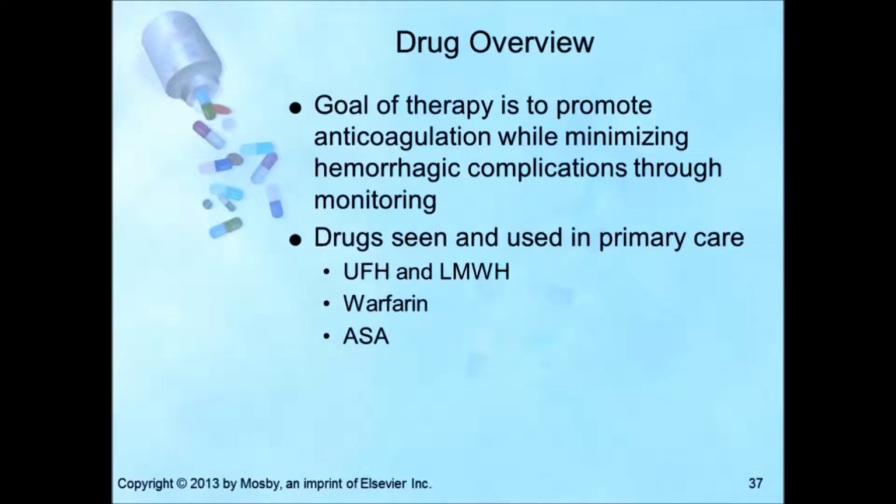The goal of therapy is to promote anticoagulation while minimizing hemorrhagic complications through monitoring. This is a very fine line that is fairly difficult to reach. Drugs seen and used in primary care include the unfractionated heparin, the low molecular weight heparins, Warfarin, other name Coumadin, and Aspirin.